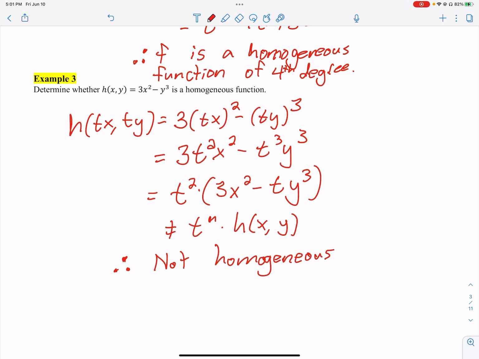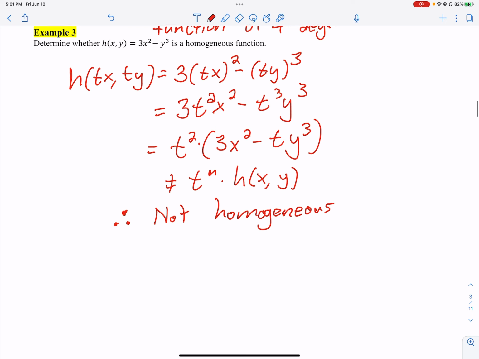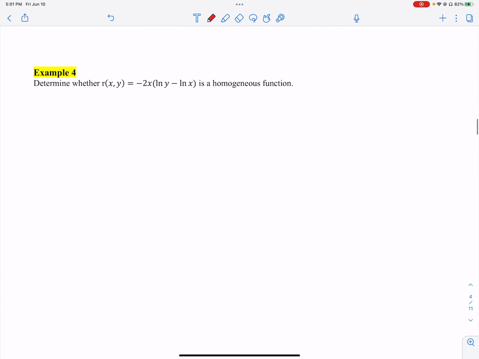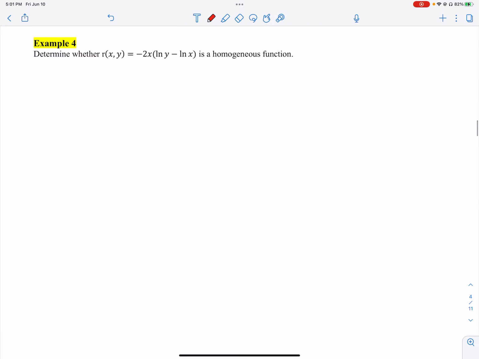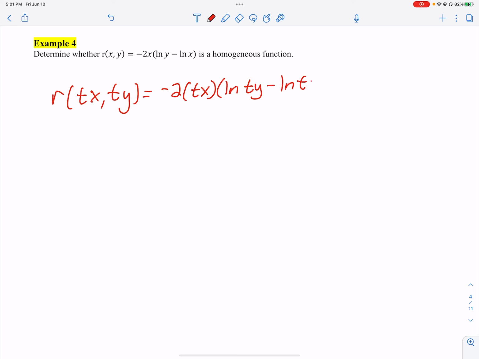All right. I have one more that's a bit tricky. There's a logarithm rule I want to show you within this video. So let's do example 4, the last one, for this video anyway. Determine whether this r of x, y, don't let the r trip you up, is that function. Show that it's homogeneous, so it's the same thing. tx, ty, and then everywhere they're at, I'm going to plug them in. ln ty minus ln of tx.